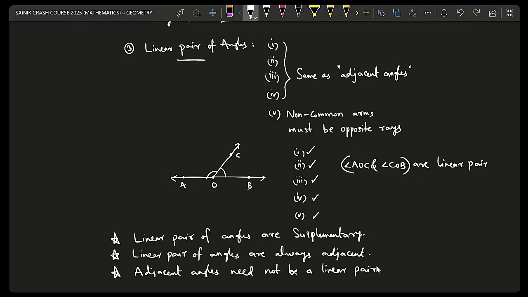So this is about these three pairs. What are the three pairs we discussed in this topic? First one is adjacent angles. Second one is vertically opposite angles, and the third one is linear pair of angles.